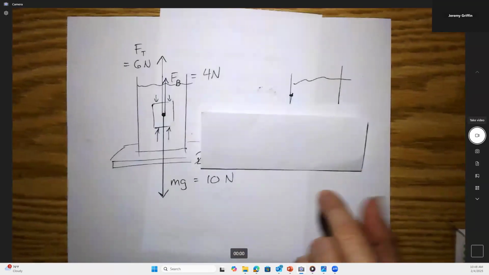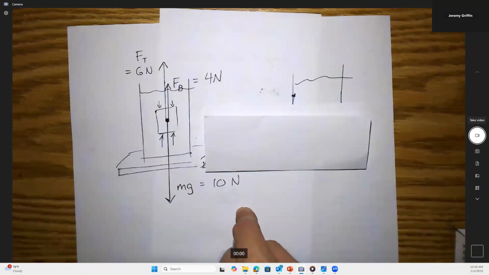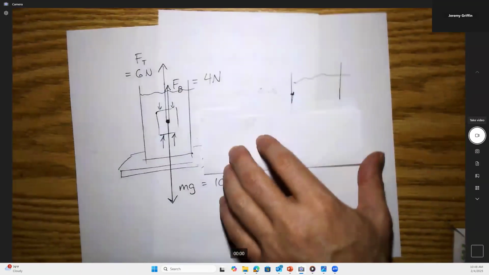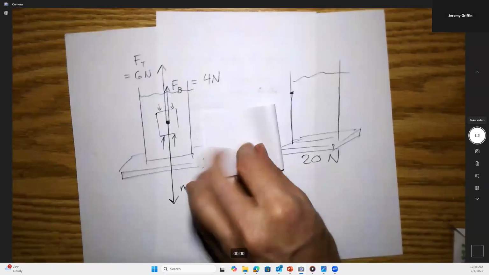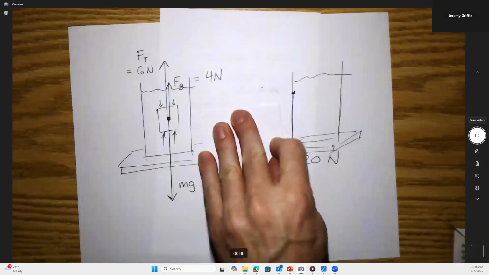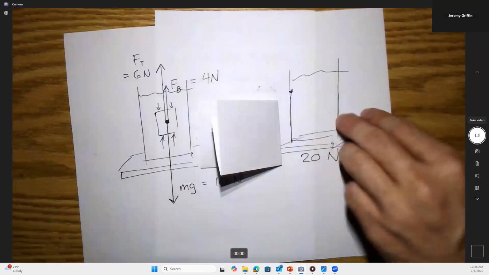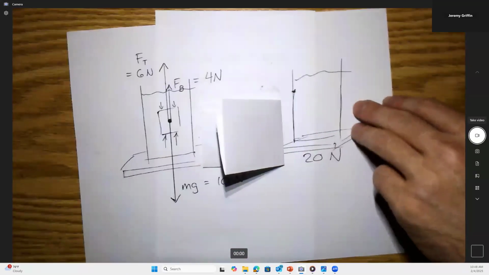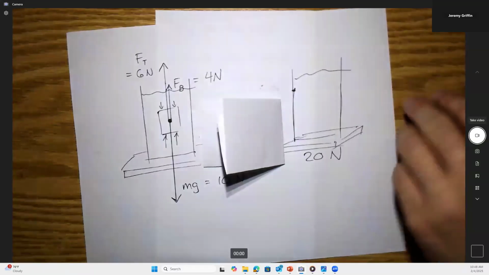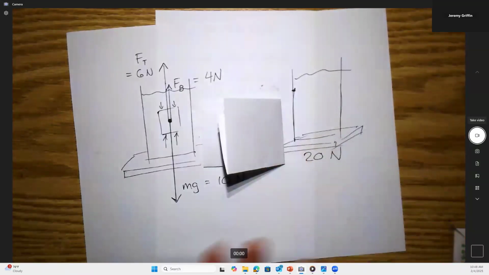Okay. While I got this slide up, let's hit some other questions, right? Because earlier today, some of my other classes were wondering what would happen if this was all sitting on a scale. So here I've got an empty container of water. You guys see this container of water? And let's say it's sitting on a scale and it reads 20 newtons. I'm just making something up. That could weigh 20 newtons.